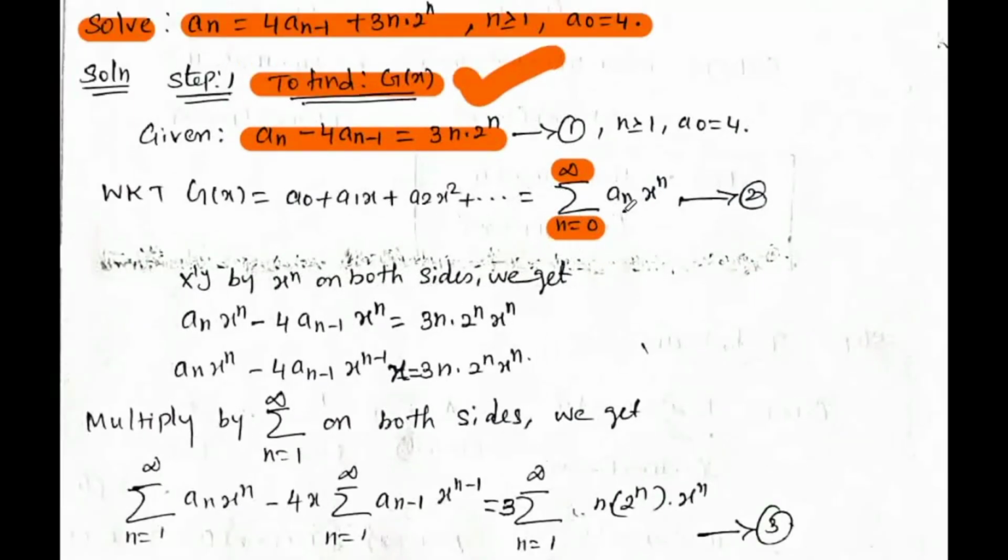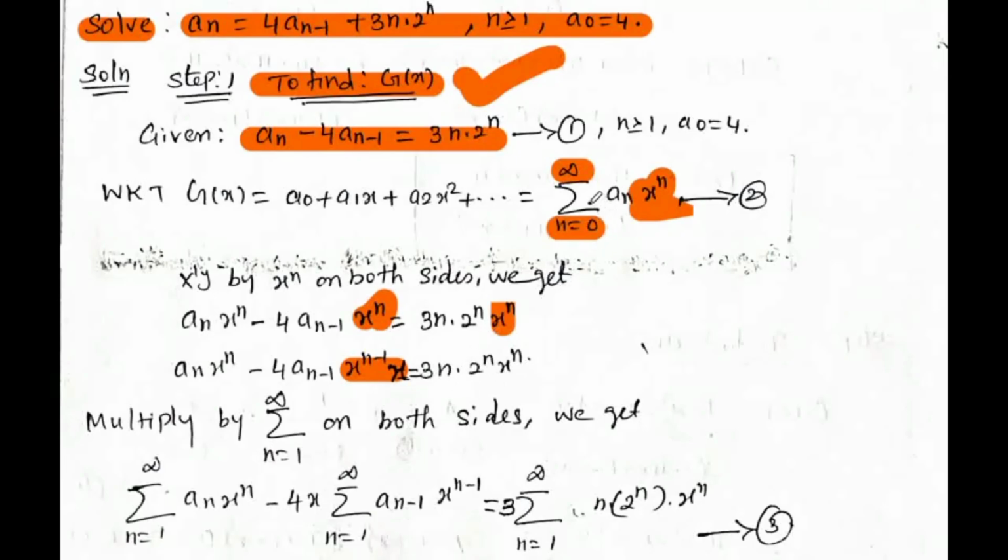Why are we multiplying by x^n? Then we have the term sum of a_n x^n. So we multiply x^n on both sides in the given recurrence relation. We get a_n x^n − 4a_{n-1} x^n = 3n·2^n x^n. Next, I am going to arrange the nth term and the n minus 1 term. Here we have x^n, so I am going to write x^n as x^{n-1}·x. If the base is the same, we can add powers, so we get x^n. And 3n·2^n x^n.